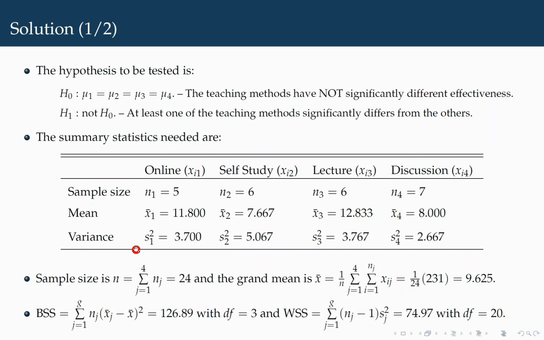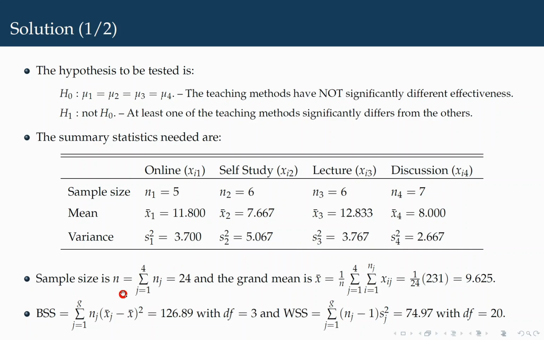And let's see the sample variance of each group. Sample variance of the first group is 3.7. So that means the observations are not all the same. So this represents the within variation. In the self-study, the variance is 5.067. In the lecture method, it is 3.767. In the discussion, it is 2.667. So these variations represent within variations, and the difference across these means represents something like the between variations.